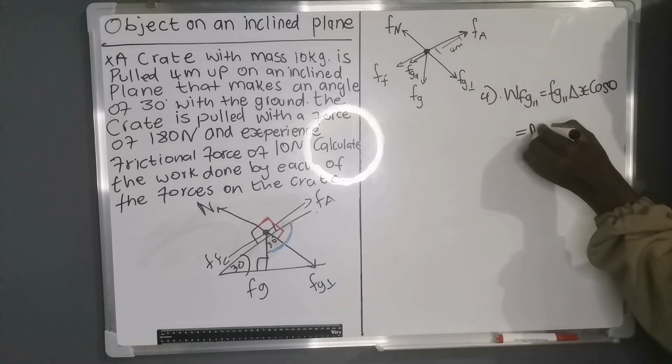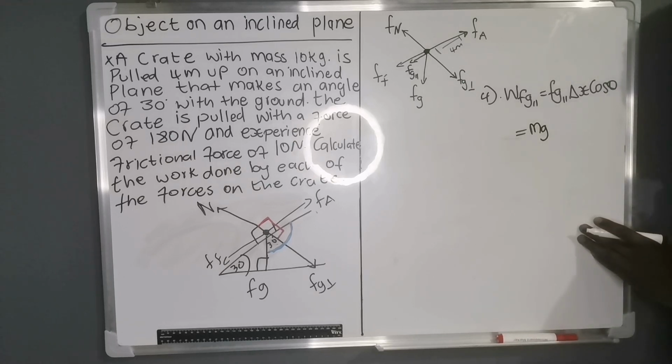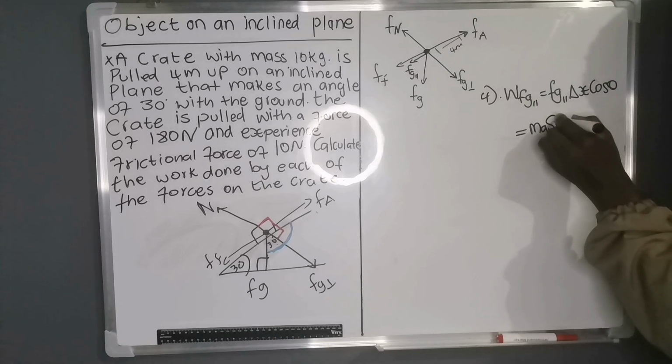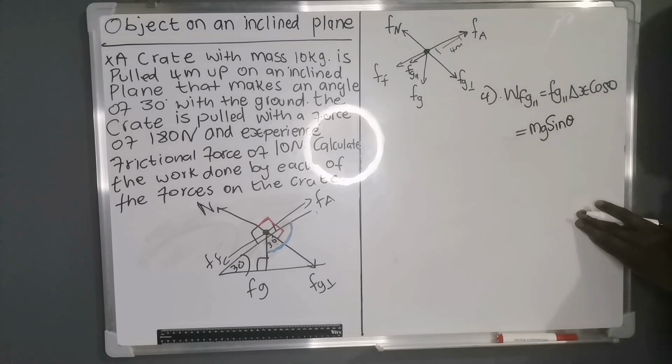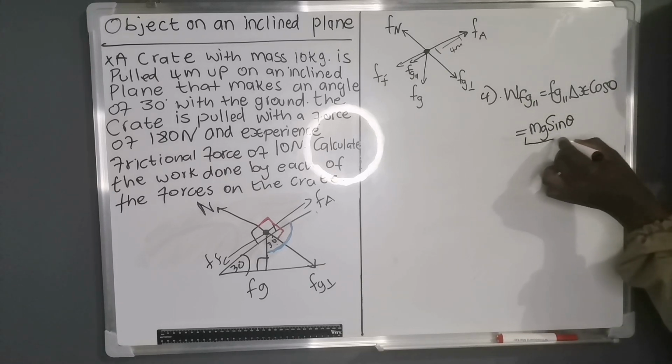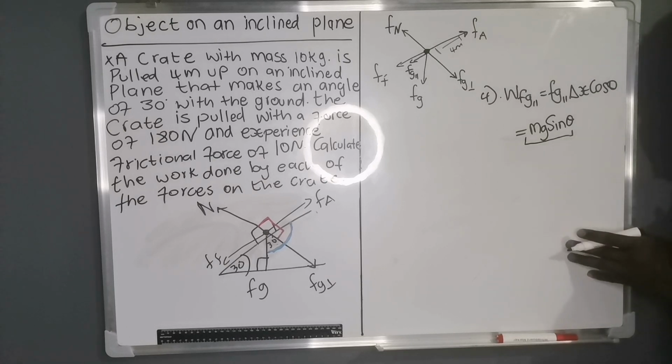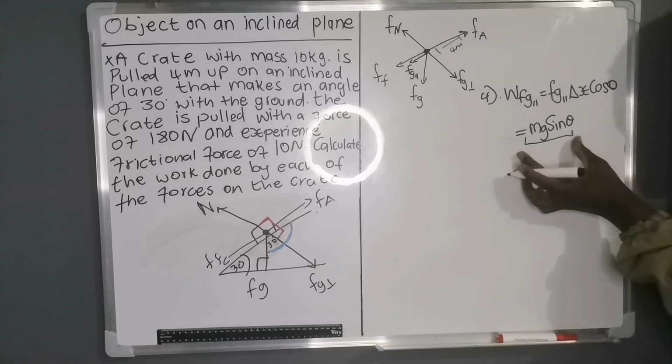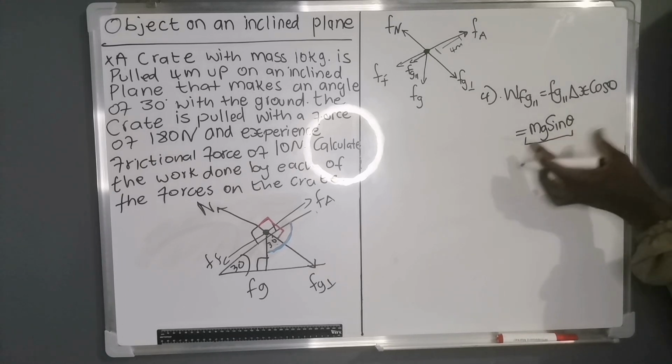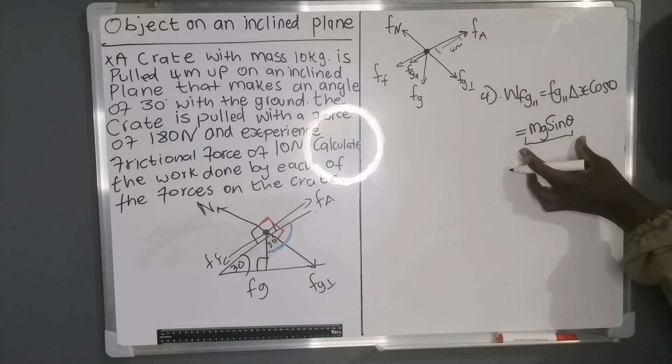So it's going to be mg sin θ. This is the formula used to find FG parallel in all sectors. If you want F net, FG parallel is always mg sin θ all the time.